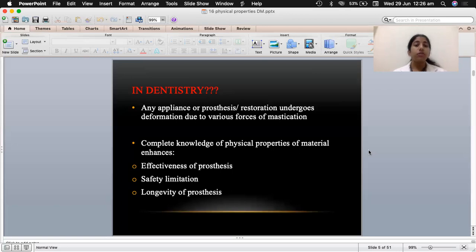So we will know the effectiveness of the process. If we know the physical properties, we will know the effectiveness of the process, how long the restoration will last, and the safety limitations of the material. Also, we will be knowing the longevity of the process, how long the restoration lasts. That also we can predict.